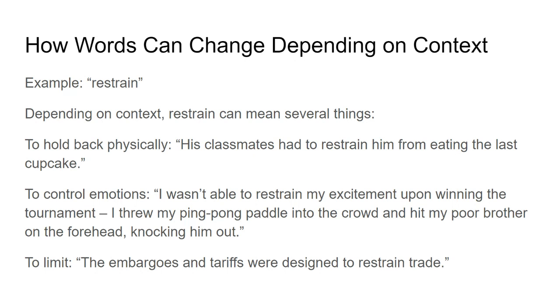I wasn't able to restrain my excitement upon winning the tournament. I threw my ping pong paddle into the crowd and hit my poor brother on the forehead, knocking him out. Or to limit: the embargoes and tariffs were designed to restrain trade. As you can see, restrain can take on different meanings and different definitions when they're placed in different contexts.